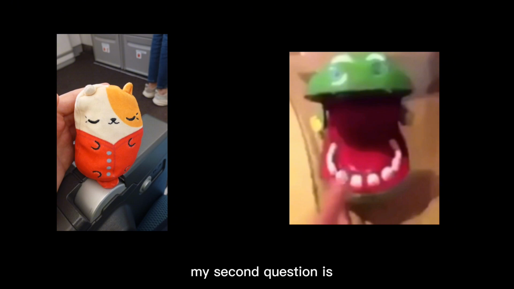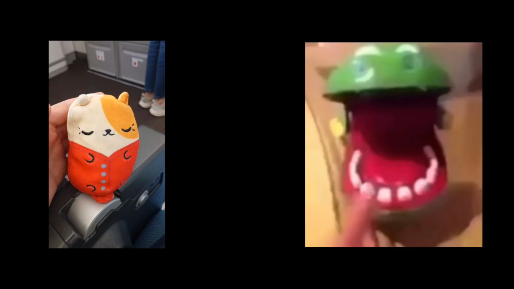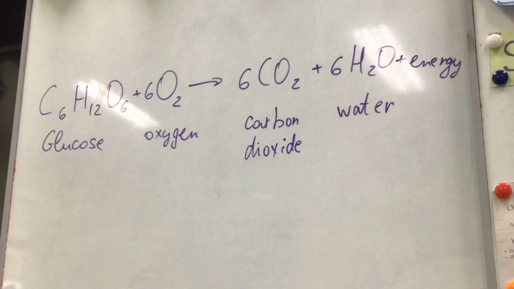My second question is, can you list the chemical equation for aerobic respiration? The chemical equation for aerobic respiration is the opposite of photosynthesis because respiration itself is the opposite process. So it would be glucose plus oxygen turns into carbon dioxide plus water. And the opposite is true for photosynthesis.